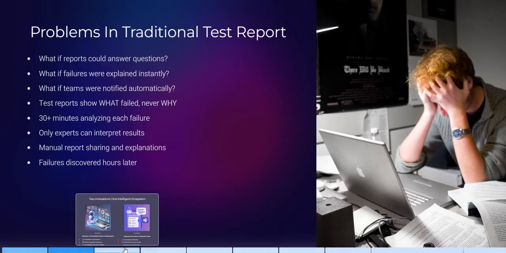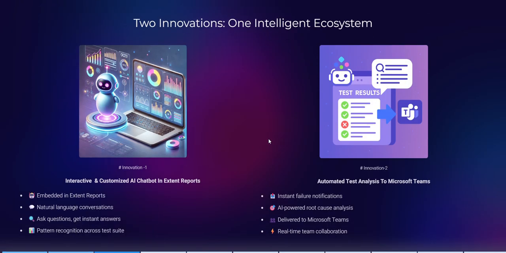So this is the solution. The first one, an interactive and customized AI chatbot in Extent Report. See, this chatbot is embedded directly into your Extent report. After the test run, you open the report and there is a chatbot waiting to help you. And you can ask it anything in natural language.